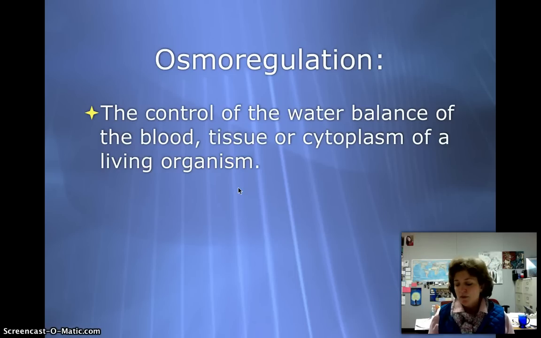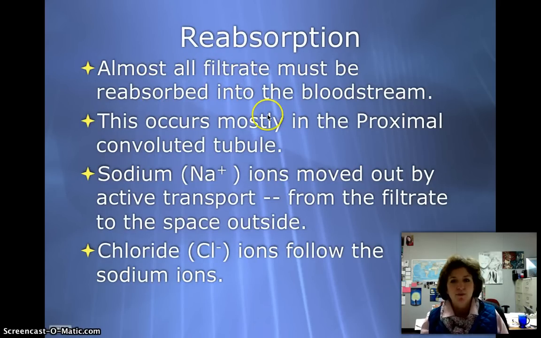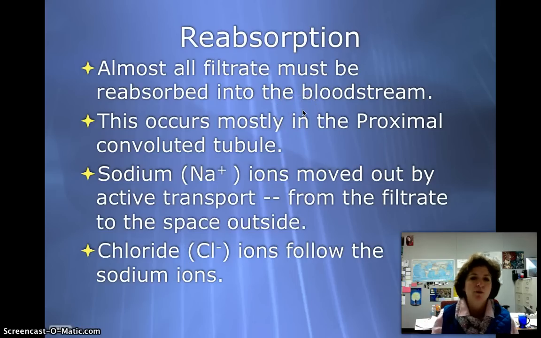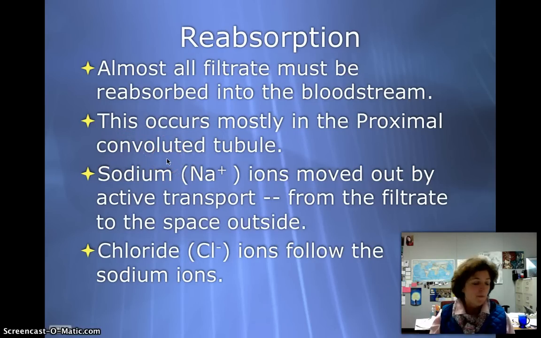The next piece, the big piece that's occurring in our proximal convoluted tubule, and the reason for those microvilli, is reabsorption. Almost all of the filtrate that we've taken out must be reabsorbed back into our bloodstream, or we would dehydrate extremely quickly and lose a lot of our nutrients through our urine. Again, this occurs mostly in the proximal convoluted tubule. Proximal means the closest to the point of attachment. Convoluted means kind of wavy, in a tubule.